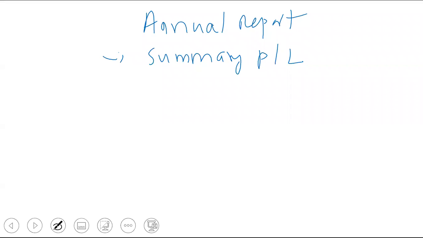Last year में कितना profit था, अभी कितना profit है. Whether it has increased, whether it has decreased. If so, what is the reason? Increase, well and good. What's the reason? Decrease, it's not good. What is the reason for that? So that will be reflected.